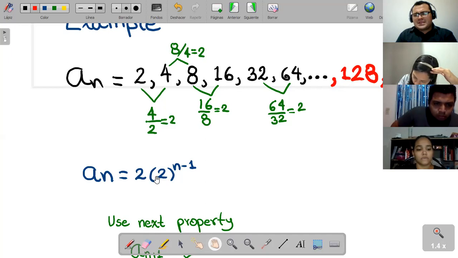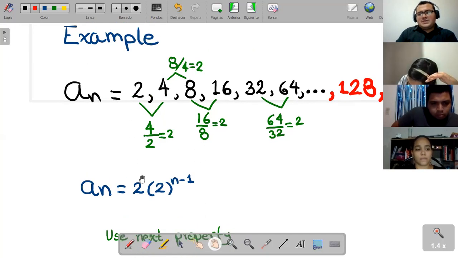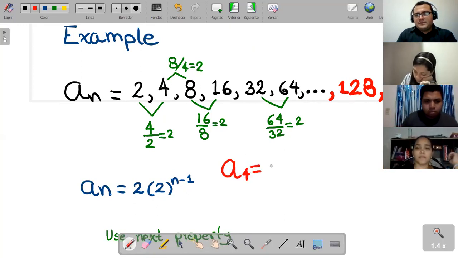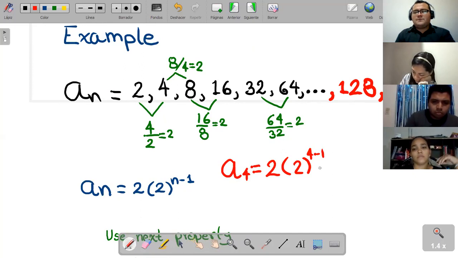So this is the way to describe it. Probably that's your question again: how can you discover this one? We're going to see it in the next slide. But focus on this. If I'm focusing on the fourth term, which is 16, how can I get 16? Let's see, a sub 4, which is the fourth term, will be given by the product of 2 times 2 raised to the power of 4 minus 1.